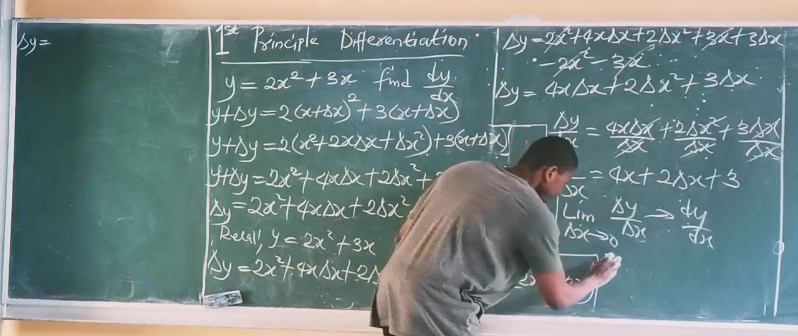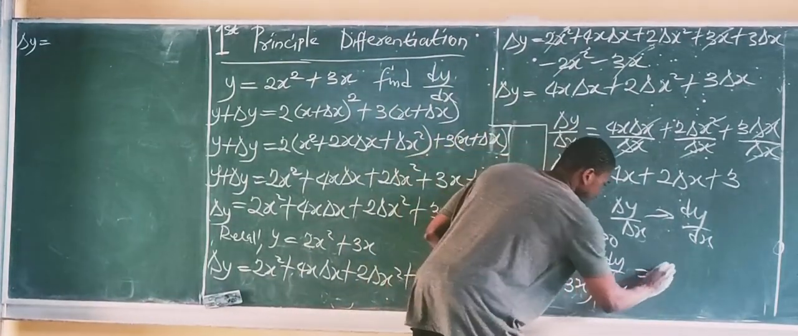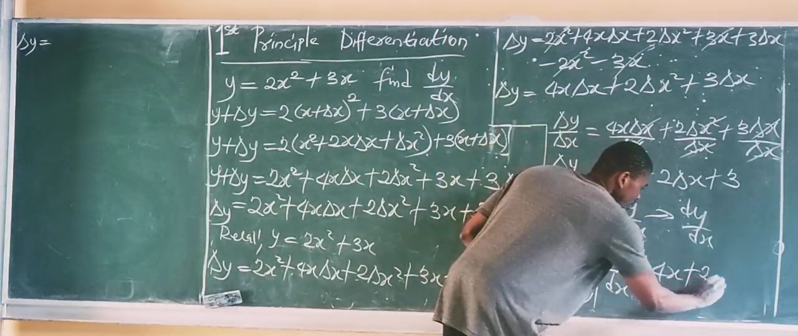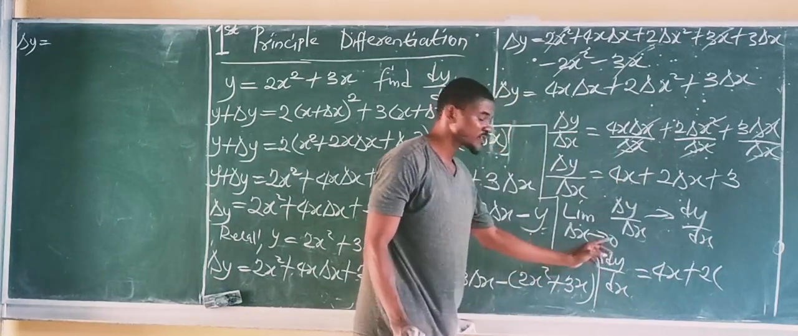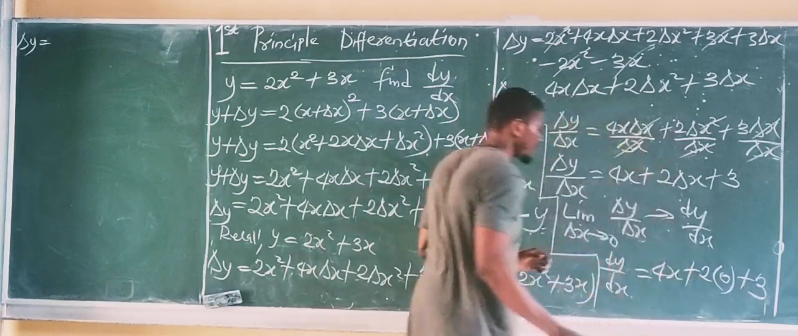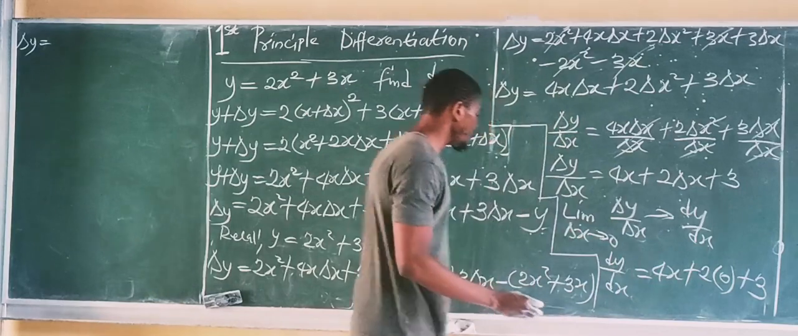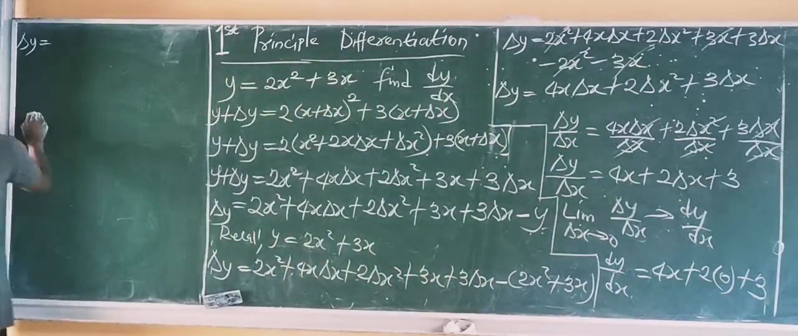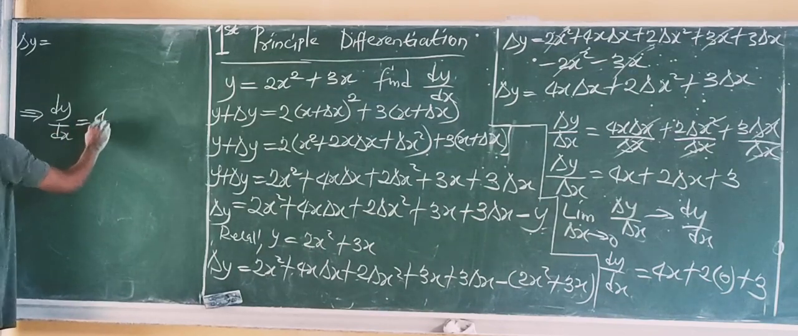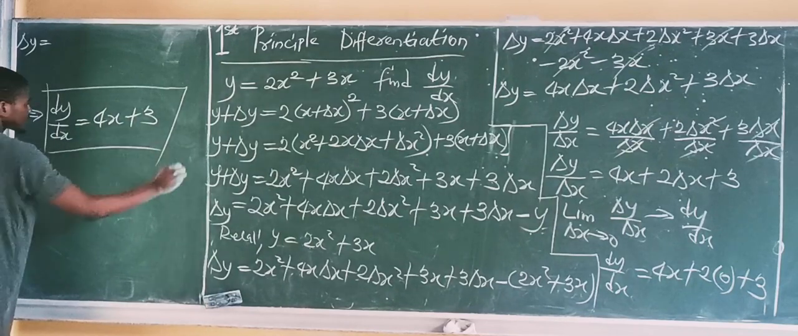So I will simply have dy/dx when I consider change in x to be 0. So that simply means that dy/dx is now equal to 4x plus 2 change in x, so I simply have 2, in place of change in x, I replace it with 0, okay, 2 times 0 plus 3. Alright, of course, 2 times 0 is obviously 0. So that simply implies that dy/dx is actually 4x plus 3. That is the answer to that question.